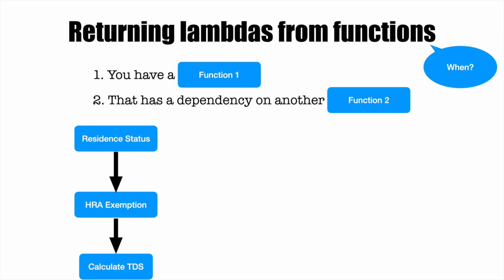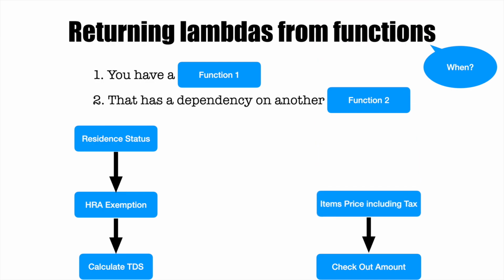It could be as complicated as this, or it could be as simple as, let's assume that you want to calculate the checkout amount in your application. Well, that depends upon the item price, including the tax, depending upon under which category of the GST that item comes. And not only that, it also depends upon how many items you have purchased of each item. And based on this, the whole checkout amount gets calculated. So of course, there is a dependency from one to another here. And this is exactly the kind of situation where you want to return a lambda from a function.